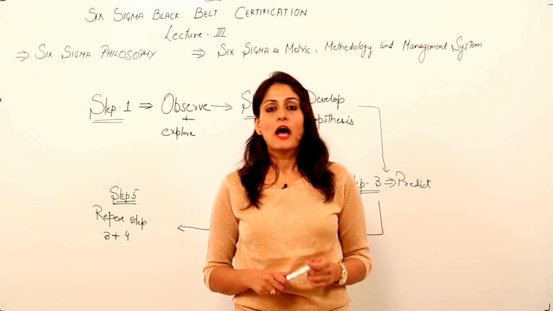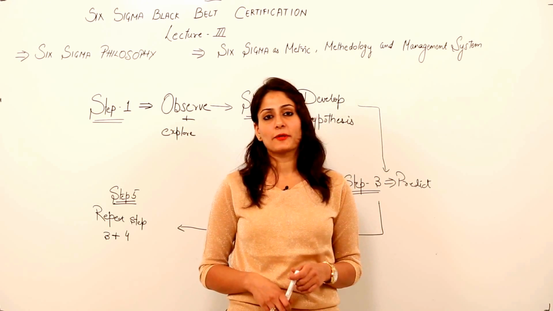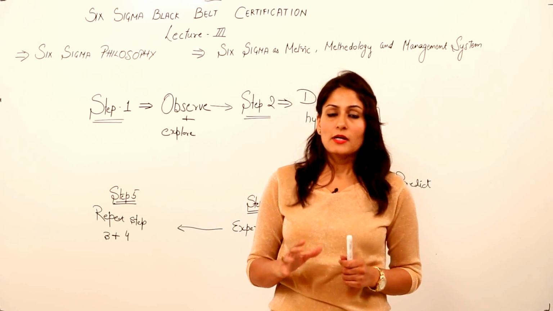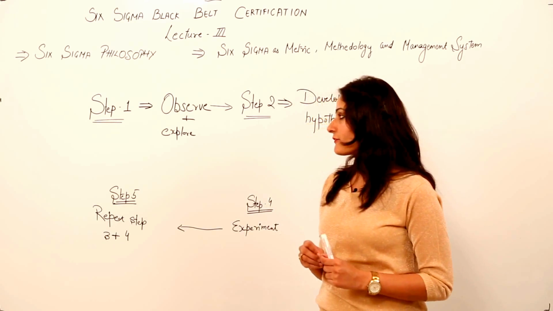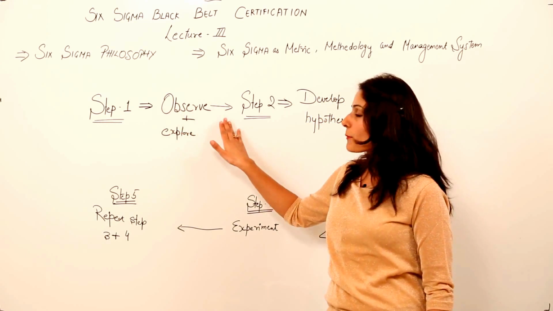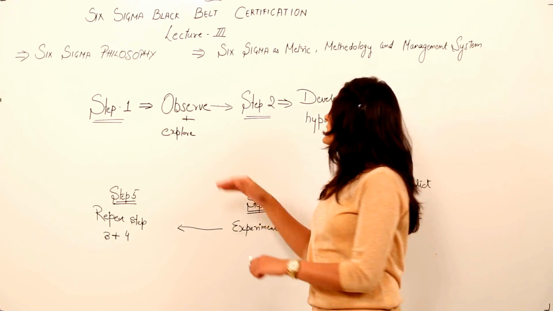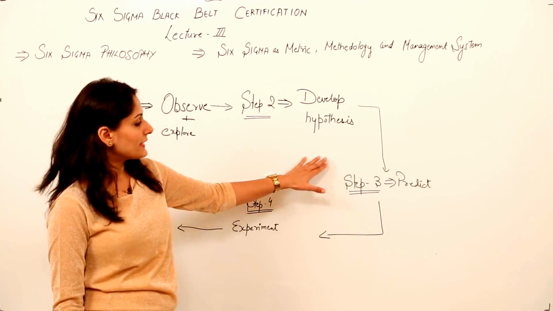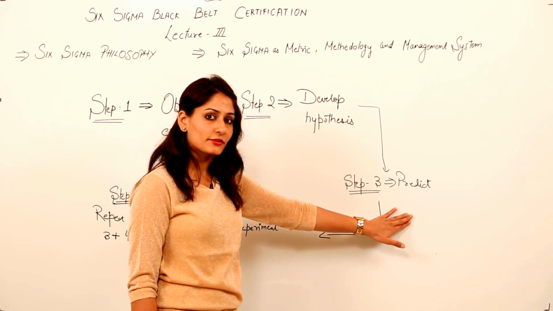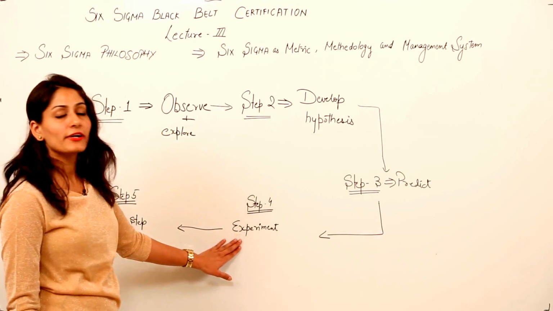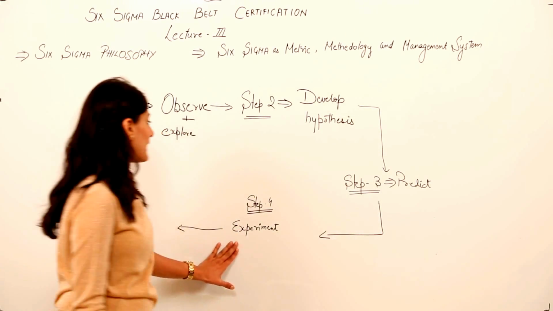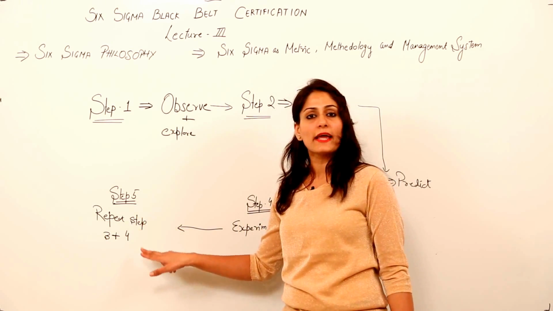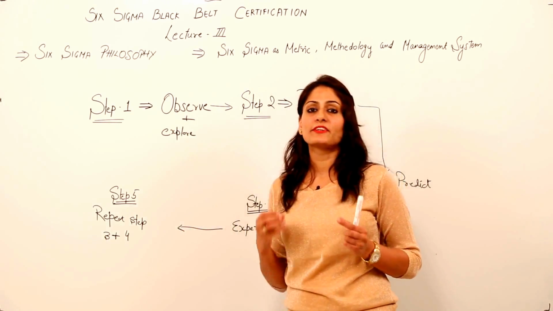Now the question is how you can apply the scientific methods. This can be done in 5 simple steps. Let me just give you a brief of all these 5 steps. Step 1 is observe and explore. Then comes step 2, it's develop a hypothesis. Then comes step 3, it's predict. Then comes step 4, it's experimentation. And finally, it's step 5, where you keep on repeating your step 3 and 4. Now let's go into detail.